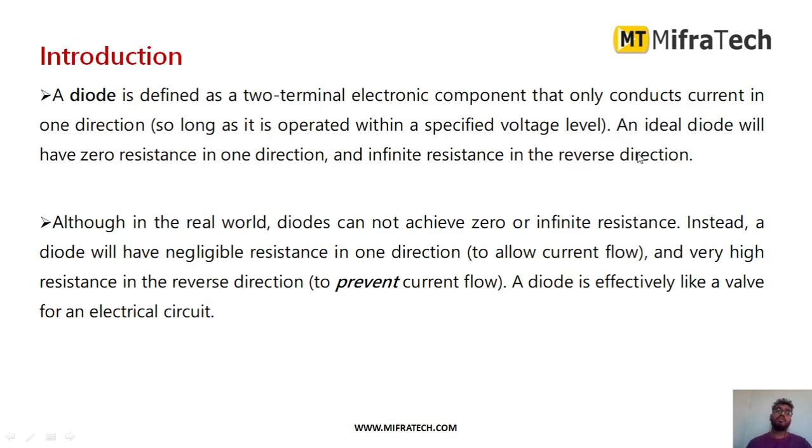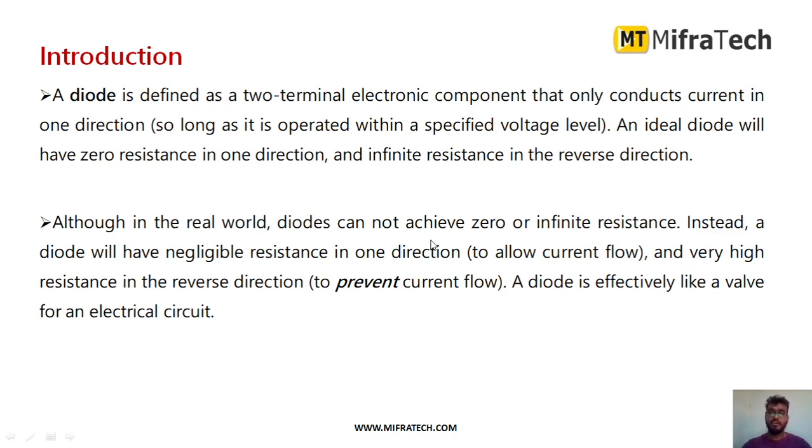A diode is generally a two-terminal electronic component that will conduct current in only one direction, because in the direction where it is conducting, there will be a low resistance. In the other direction, it does not conduct current because it has a high resistance in the reverse direction. An ideal diode has zero resistance in one direction. In the other direction, it has infinite resistance.